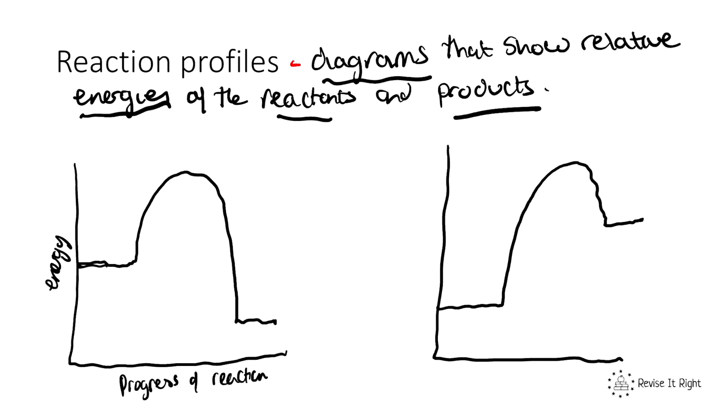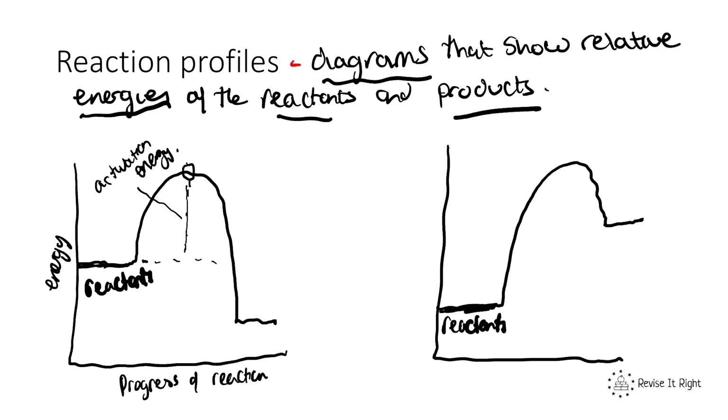Now this first line here for both of our reaction profiles represents the energy of the reactants. This is the amount of energy the reactants have before the reaction has taken place. Now if we draw a dotted line from the energy of the reactants up to the peak, this line here represents something called the activation energy.